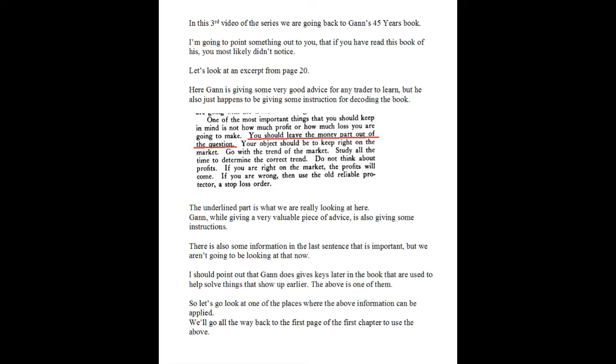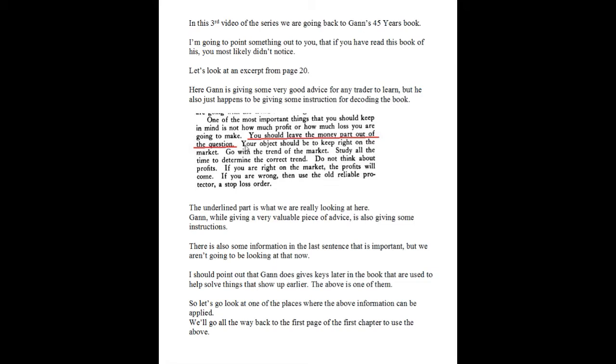Here, Gann's giving some very good advice for any trader to learn, but he also just happens to be giving some instructions for decoding the book. Let's look at it. One of the most important things that you should keep in mind is not how much profit or how much loss you are going to make. You should leave the money part out of the question.